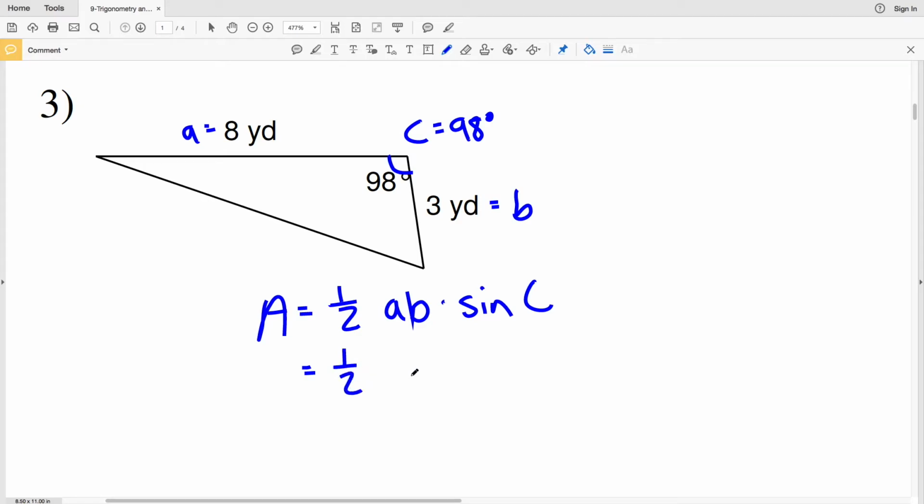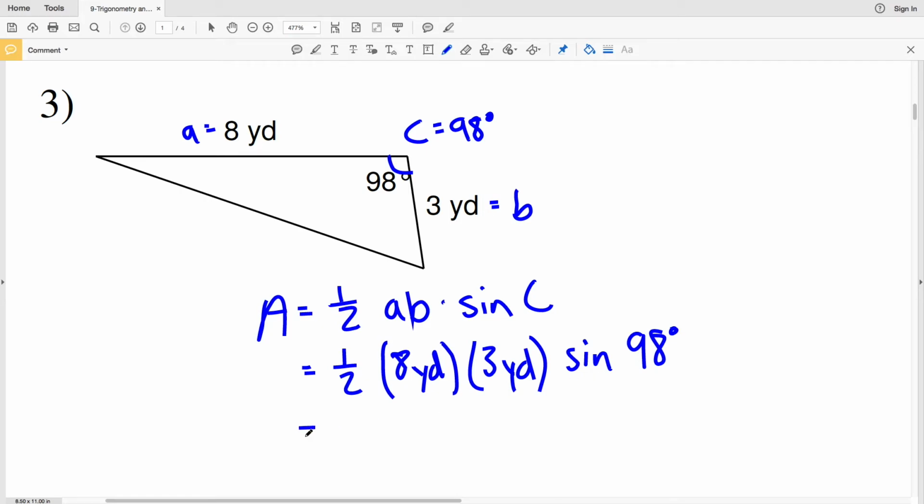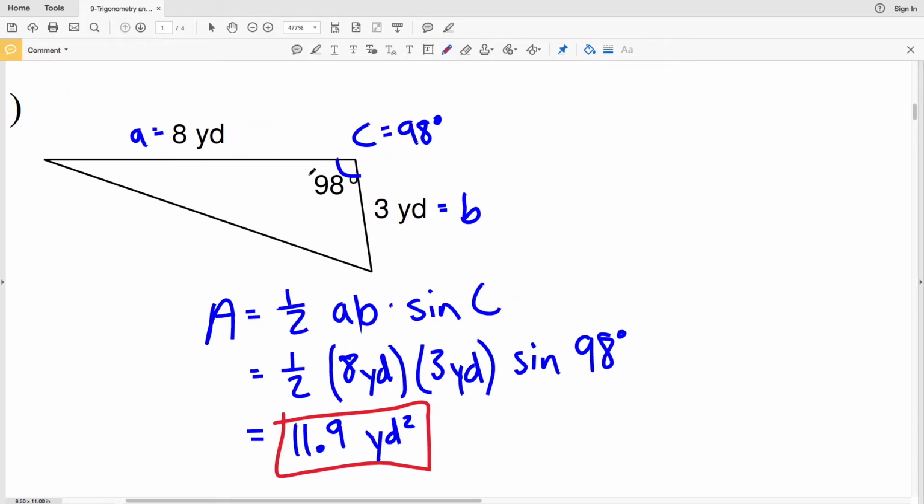That'll be 1/2 of a, which is 8 yards, times b, which is 3 yards, times the sine of 98 degrees. Entering that into our calculator, 1/2 times 8 times 3 times the sine of 98 is 11.88, which rounds to 11.9, and our units is yards squared. So 11.9 yards squared is the area of the triangle in number 3.